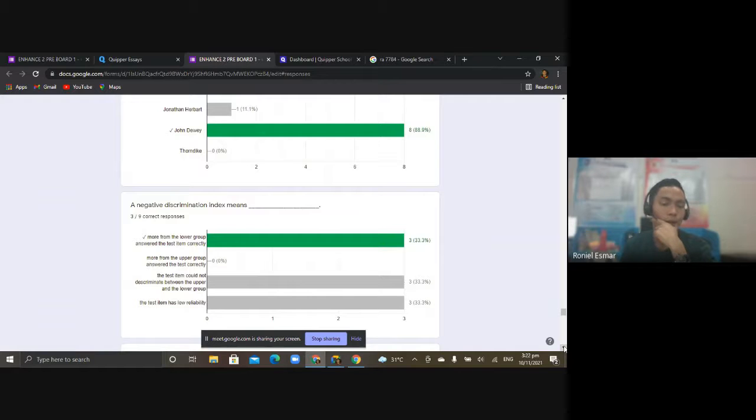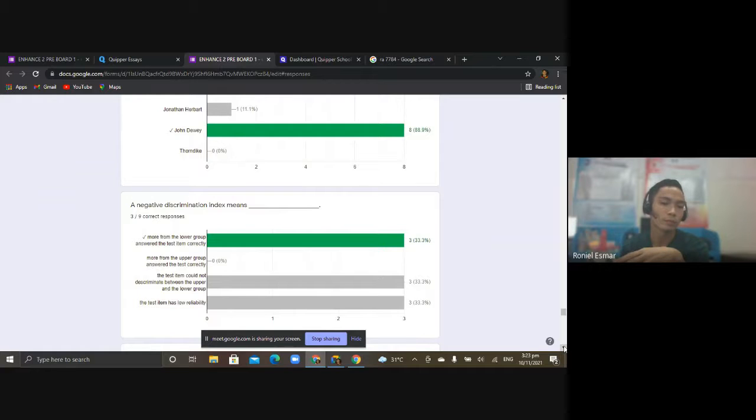Number four, the test item has low reliability. Hmm, that is a concern of reliability. So therefore, number four is also excluded. Because the correct answer is that negative discrimination index means that more from the lower group answered the test item correctly. Who are those in the lower group? These are the students who got low scores in the totality of the test.